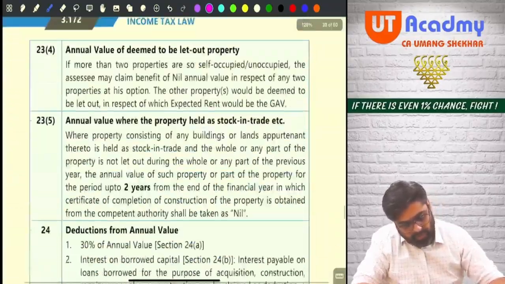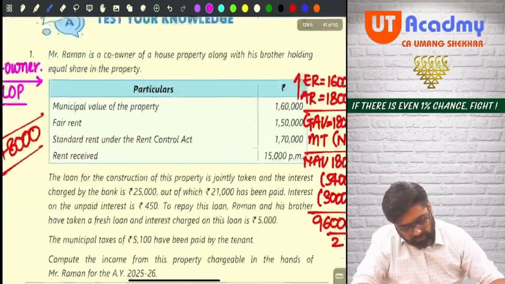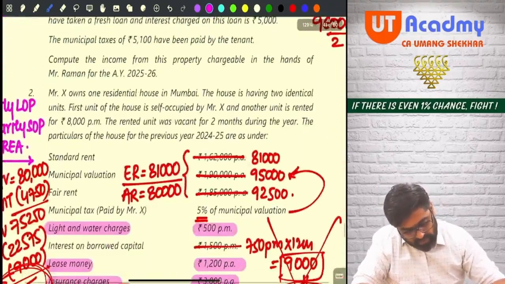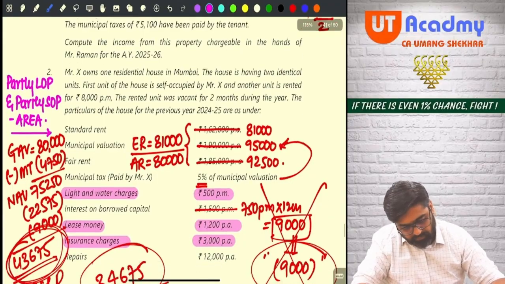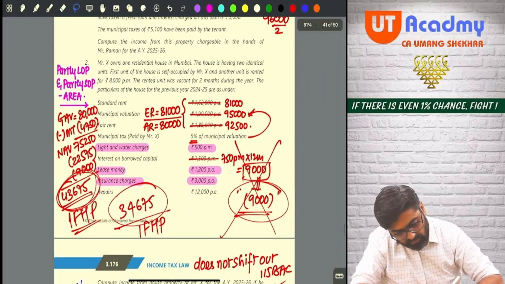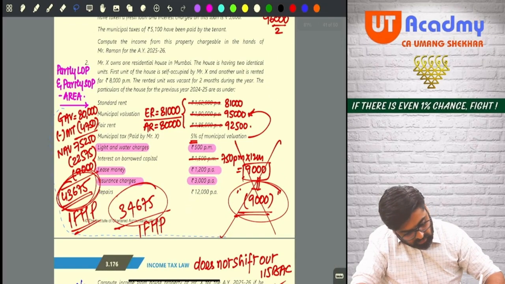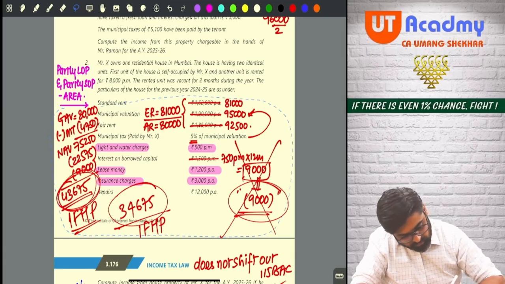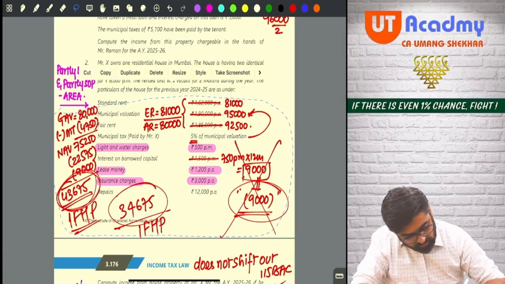Come to the test your knowledge part. Practice questions. And in that, come to question number 2. And mark this question important. Good question.